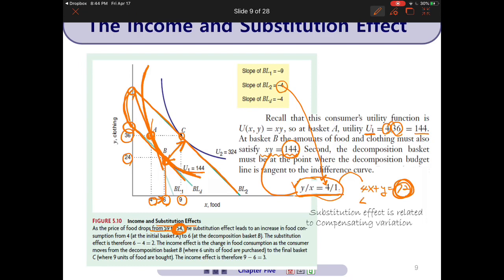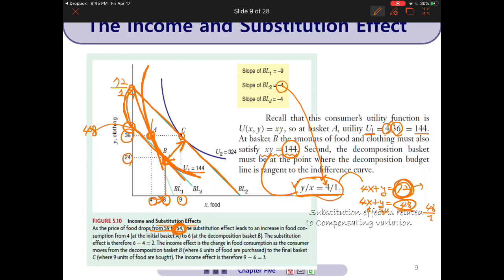For this one, I guess 4x plus y is something less than 74. If we go back to the previous one, I would use B. B is 6 and 24, so this is going to be 48. So this one should be 48, because the price of good Y is 1. 48 divided by 1 will become 48. The same thing for this one: 72 divided by 1 will be 72. Here, 72.